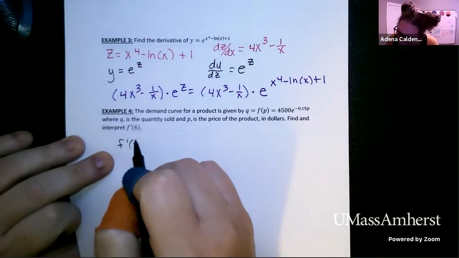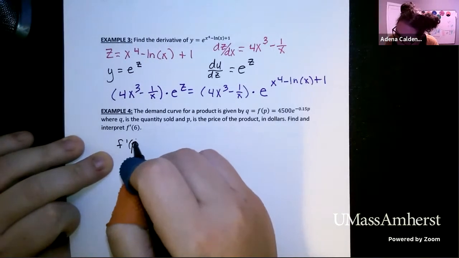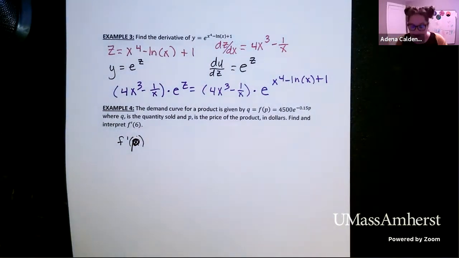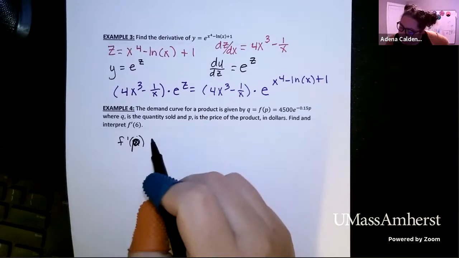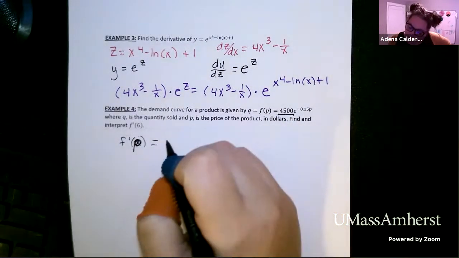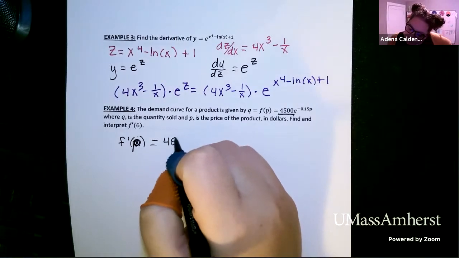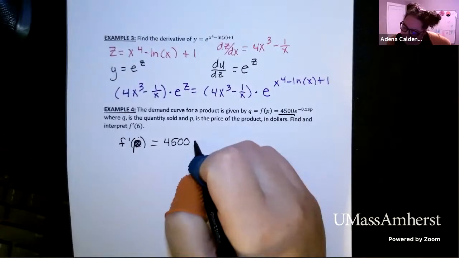So we start by finding f prime of p, not of 6 yet. We're going to find the general derivative first, and then we'll plug in the 6. I skipped a step here. So what we want to do is look at our function, and I notice that we have a 4,500. So that is a constant multiple. So that is going to multiply my derivative.